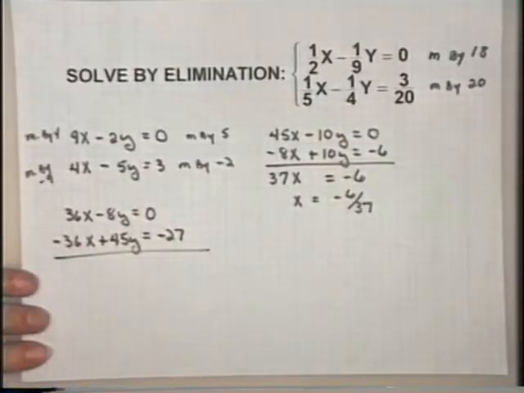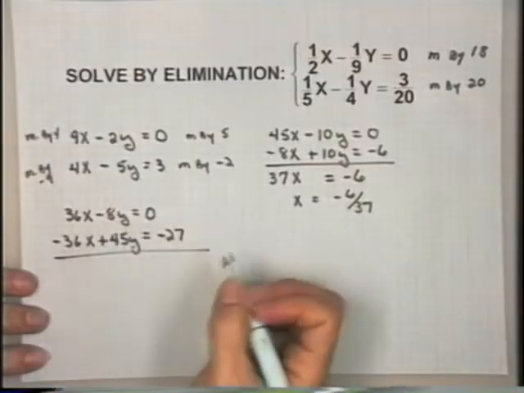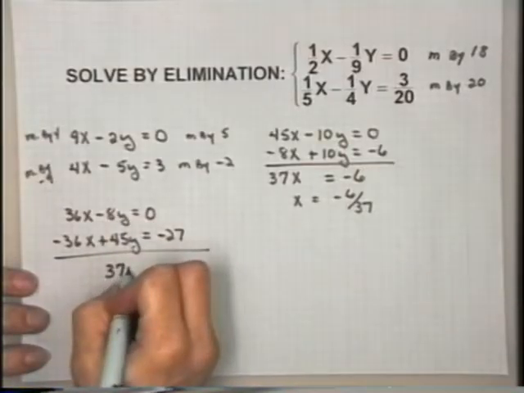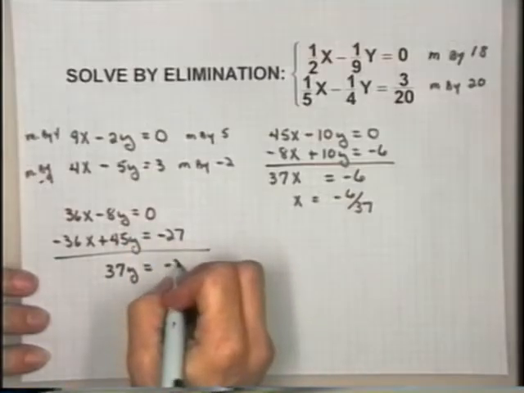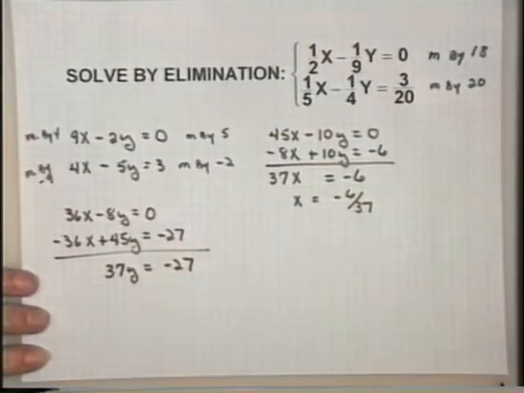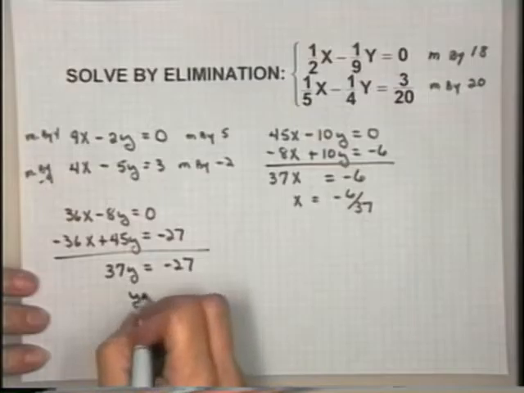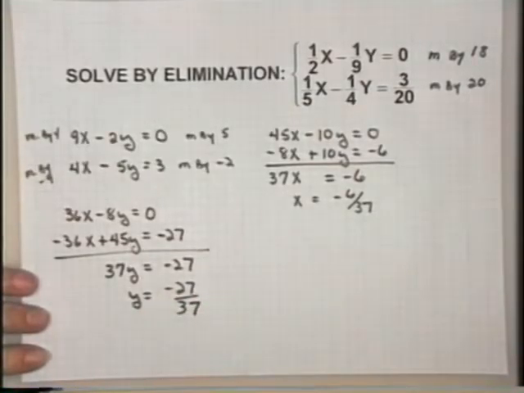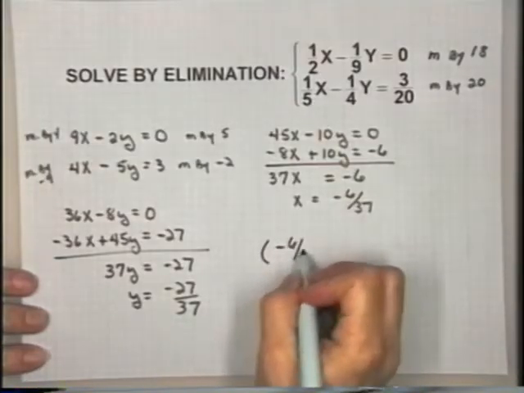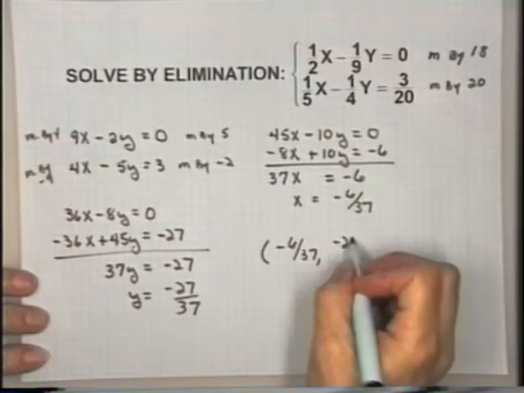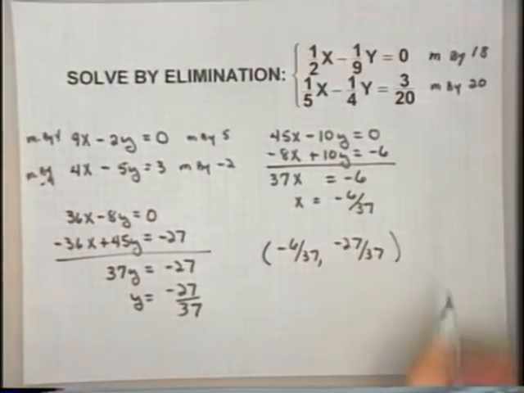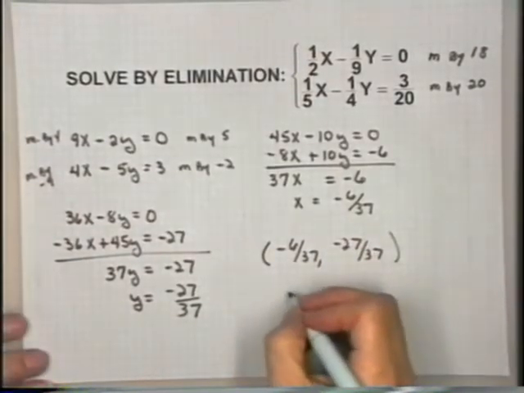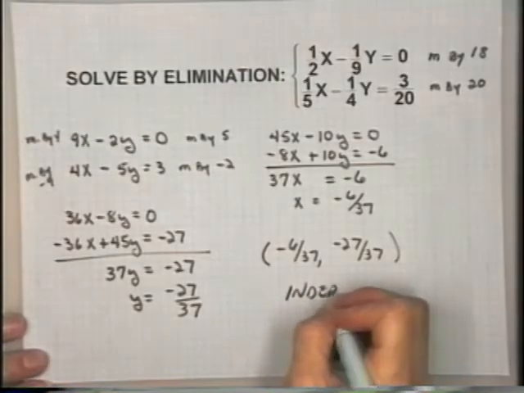Notice when we add, our x's are eliminated, 0x. Negative 8y plus 45y is 37y. And I have a negative 27 when I add over here. And then finally, dividing by 37, y is negative 27 over 37. This fraction here will not reduce. My solution is negative 6/37 and negative 27/37. And of course, this is what? Independent, isn't it?